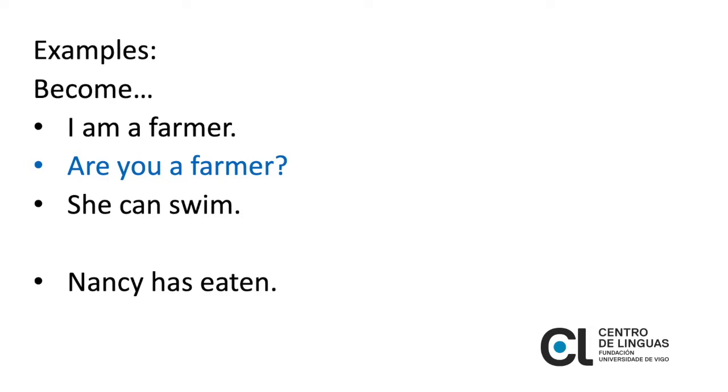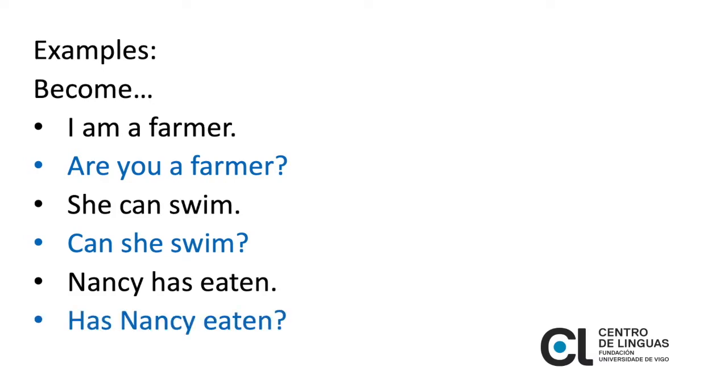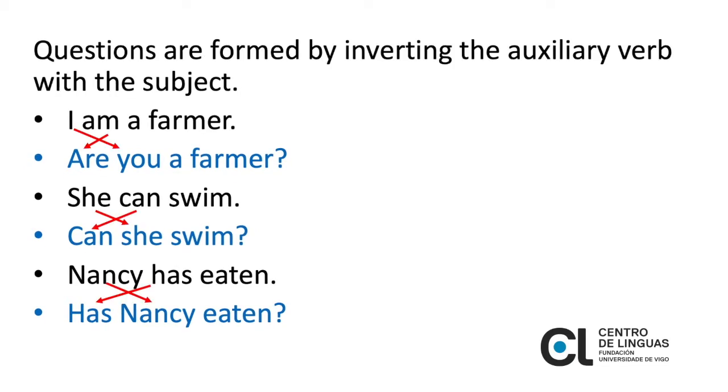I am a farmer becomes, are you a farmer? She can swim. Can she swim? And Nancy has eaten becomes, has Nancy eaten? Notice what we're doing here with the subject and the auxiliary verb. We're inverting them. Okay. I am, are you? She can, can she? Nancy has, has Nancy?